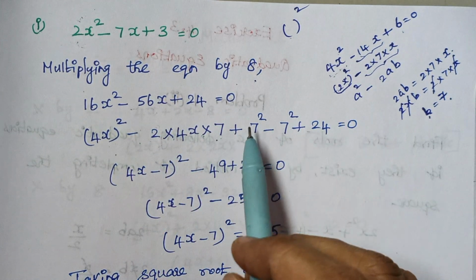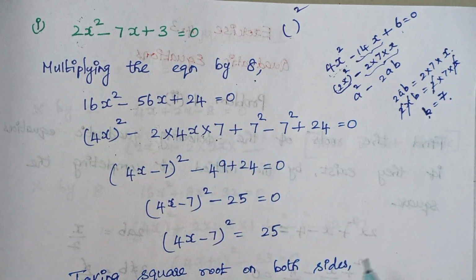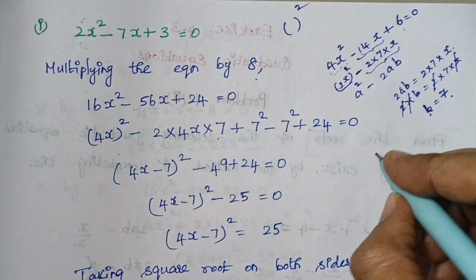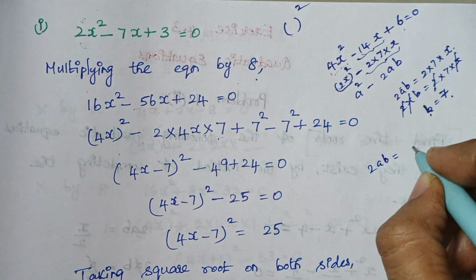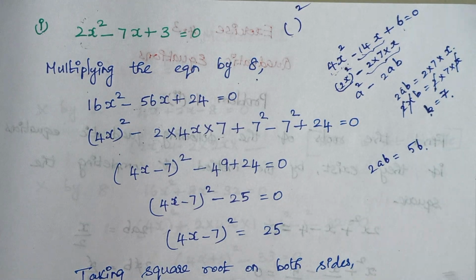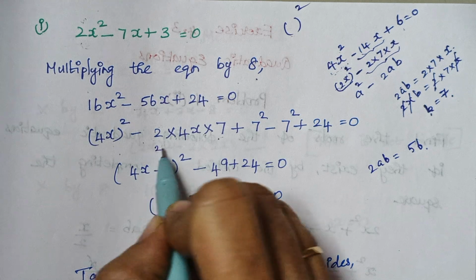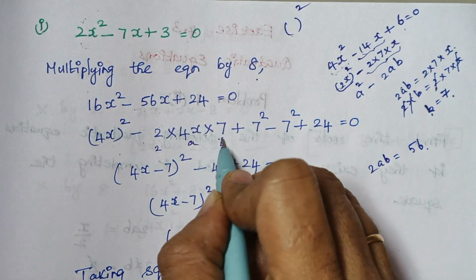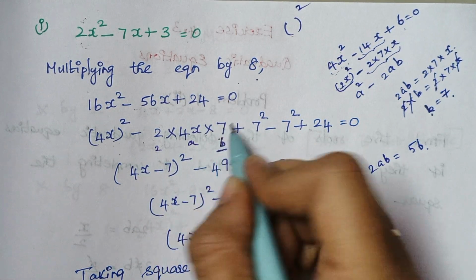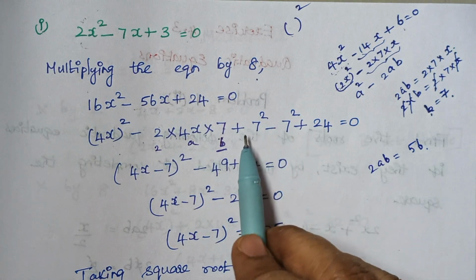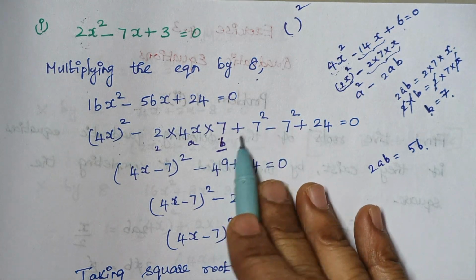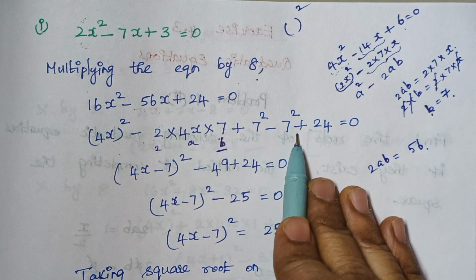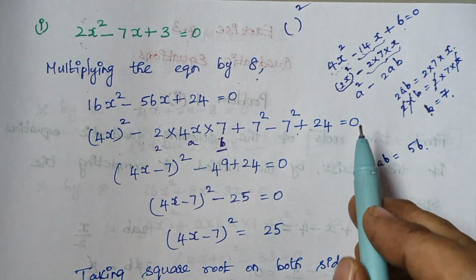And here what is the value of b? Again, you see, that is 2ab is your 56. And again it is very simple, you see. This is your 2 and this is your a and this is your b. So the value of b is 7. So here I have to include the terms plus b square minus b square. Plus 24 is equal to 0.